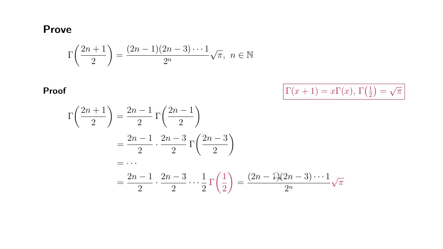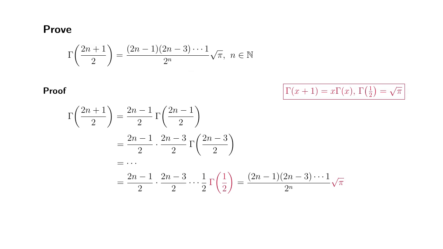So all the odd numbers multiply together. Then you're going to have n 2's on the bottom, so you have 2 to the n. Then we replace gamma of 1/2 with square root of pi. So we have the formula.